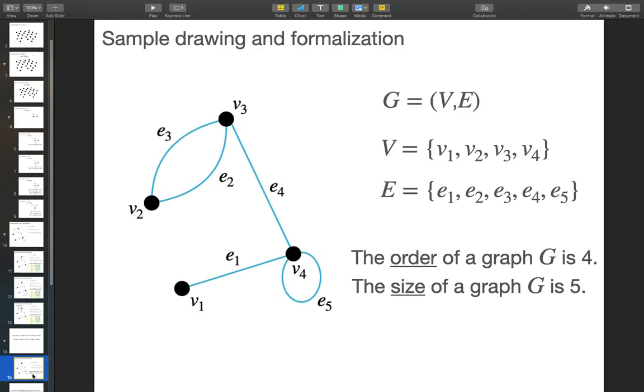So, ano yung order at ano yung size ng example graph natin? So, order is 4 kasi meron tayong 4 na vertices and size is 5 dahil meron tayong 5 edges.